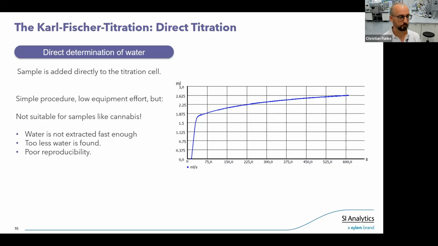So quite simple equipment, but you can see in the titration curve that this is not really suitable. You have the main water at the beginning, but then the titration curve is continuously increasing. So that means the water is extracted very slowly and not fast enough, and you will not find the entire water you have in your sample. And therefore, of course, reproducibility is quite poor.